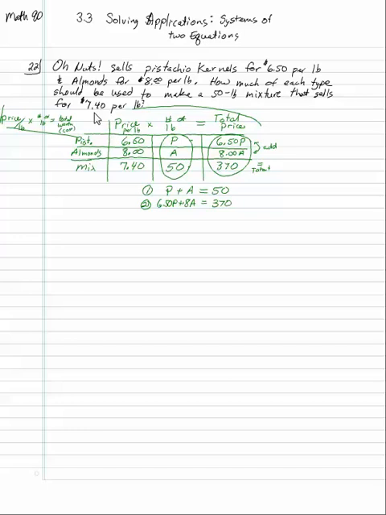Now you can use whatever method you want. Substitution, graphing, elimination. I would suggest not graphing. I like to do elimination when I set them up this way. And I usually, as just kind of a rule of thumb, not necessarily a hard and fast rule, look at the smaller one here. $6.50 is smaller than 8.